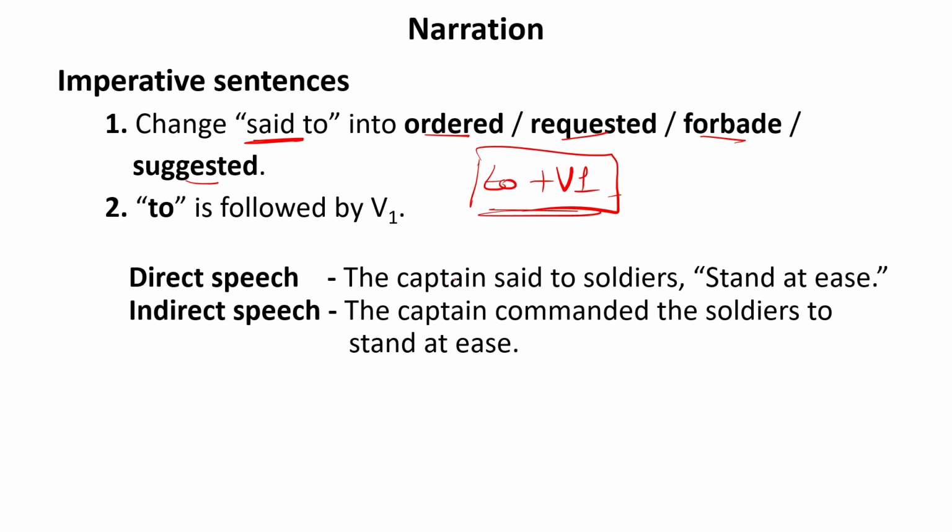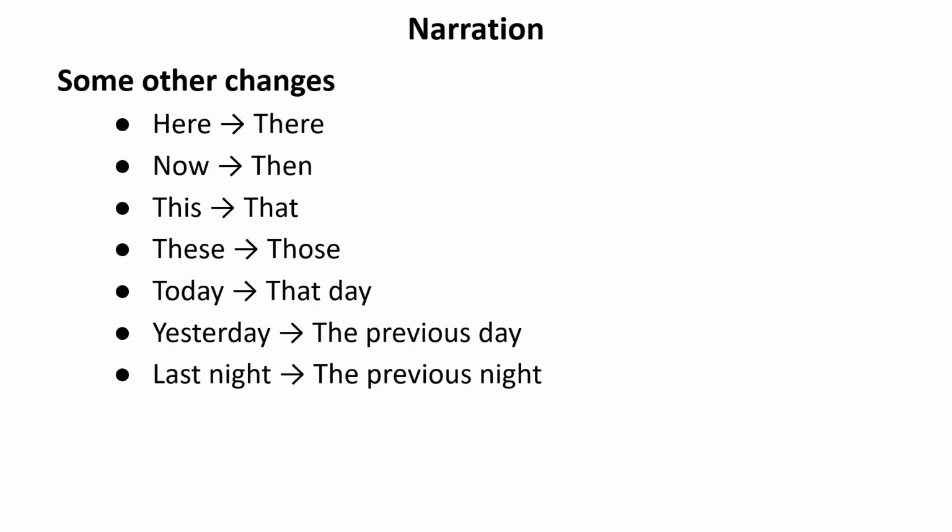For example, the captain said to the soldiers, "Stand at ease." Now, something the captain is saying to the soldiers. It means he must be commanding something, that is, stand at ease. So this is the statement told by the captain. So the captain must be commanding or ordering the soldiers. So, the captain commanded the soldiers to. Now we'll write "to" over here. Then the statement will come as it is. Stand at ease. So the correct indirect speech will be, the captain commanded the soldiers to stand at ease. Now let us move to the next one.